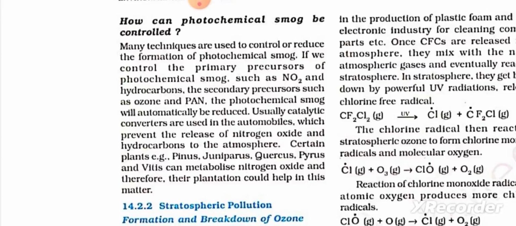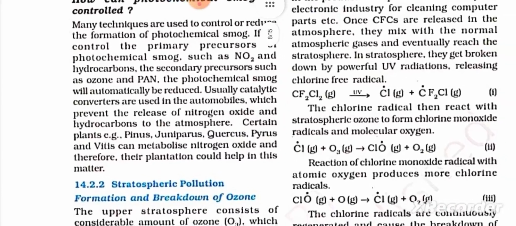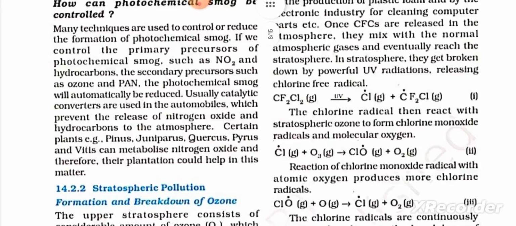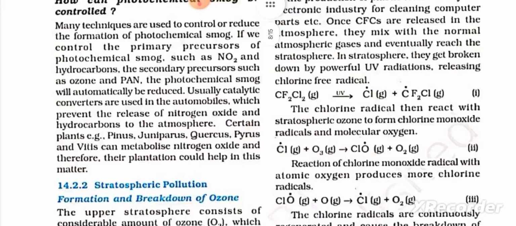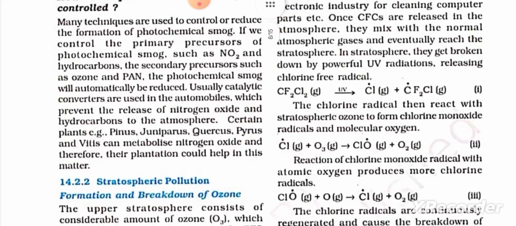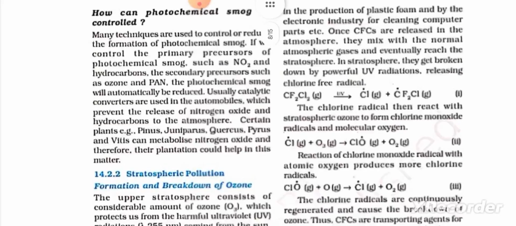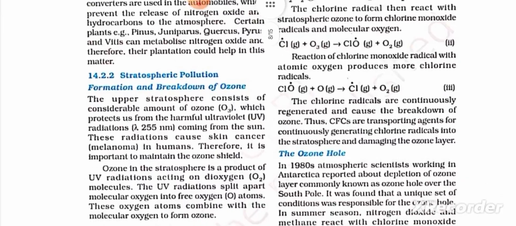How can photochemical smog be controlled? Many techniques are used to reduce the formation of photochemical smog. If we control the primary precursors of photochemical smog, such as NO2 and hydrocarbons, or secondary pollutants such as ozone and PAN, the photochemical smog will automatically be reduced. Usually catalytic converters are used in automobiles, which prevent the release of nitrogen oxide and hydrocarbons to the atmosphere. Certain plants, for example some plantations, could help in this matter.